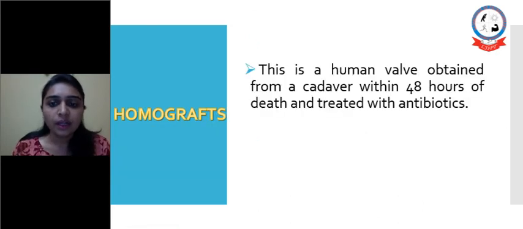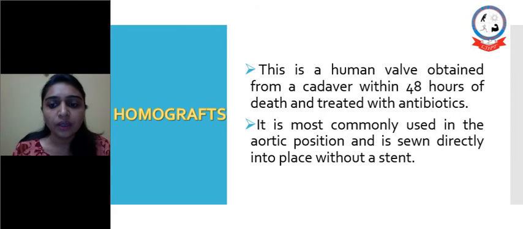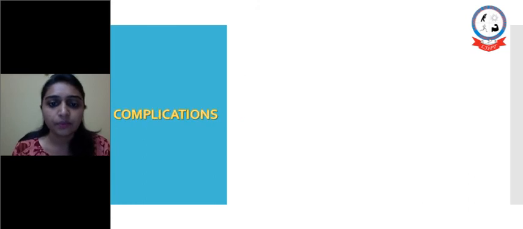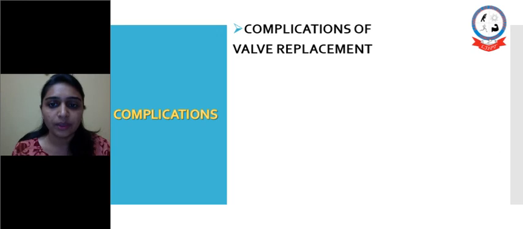Homografts. They are taken from a human cadaver. This is a human valve obtained from a cadaver within 48 hours of death and treated with antibiotics. It is most commonly the homograft taken for the aortic valve and it is directly sutured at the place without a stent in a patient's heart.